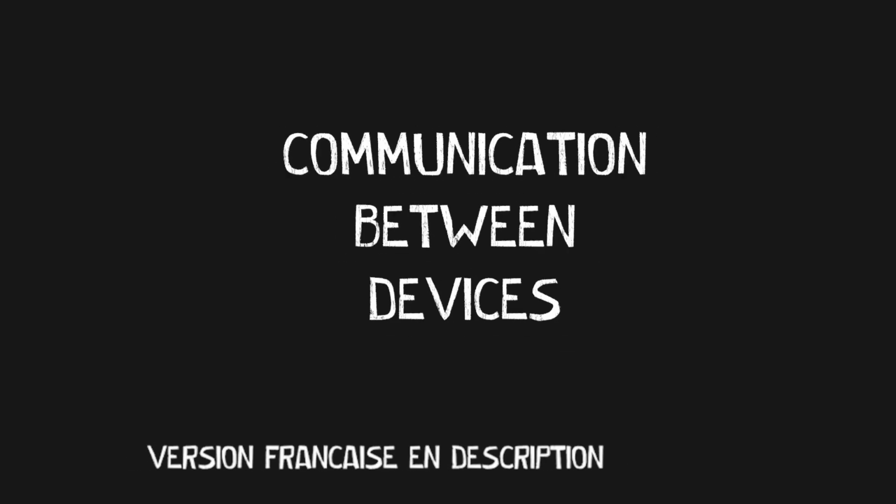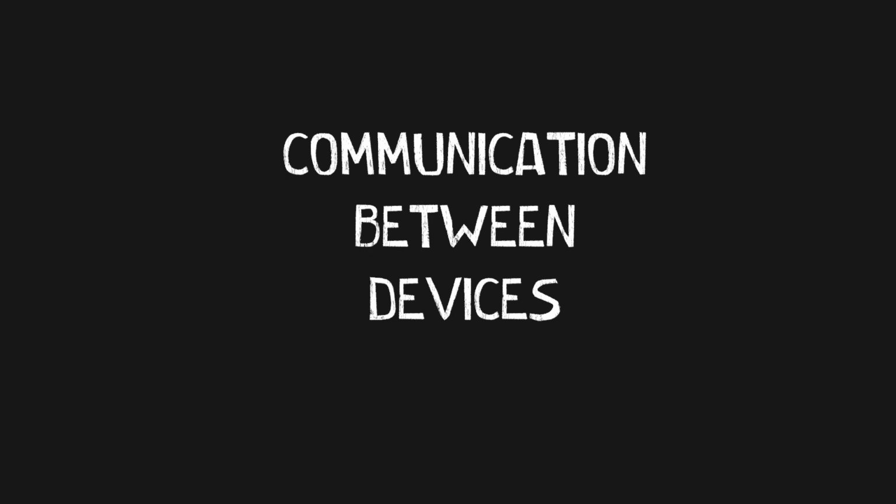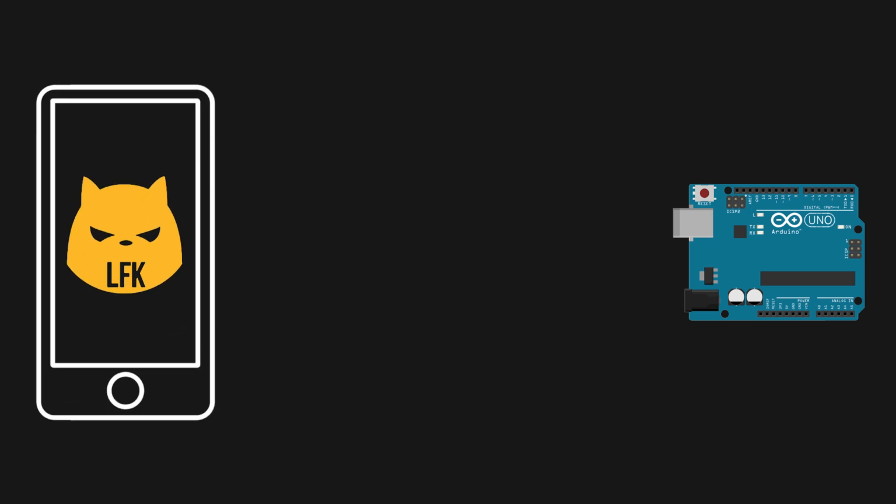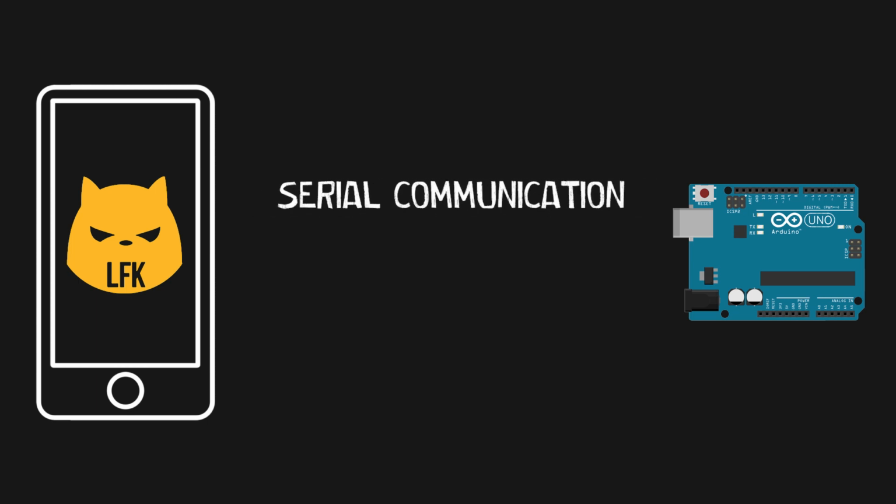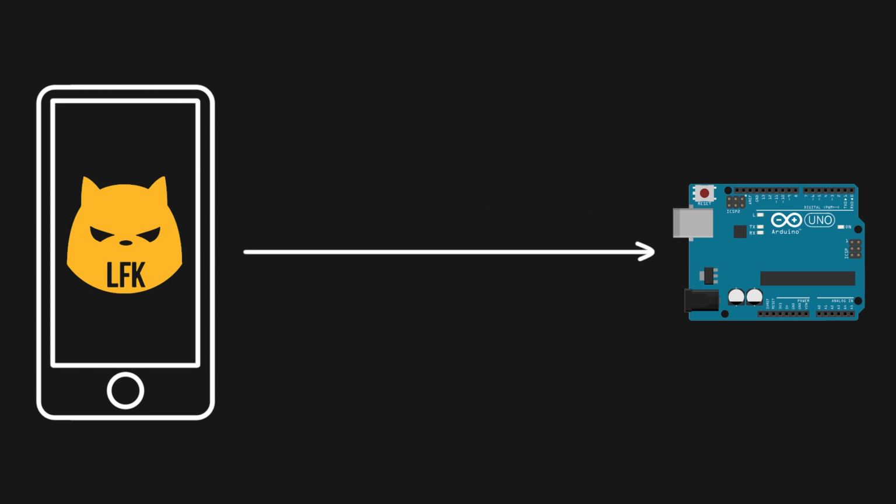Hi and welcome. In this video, I'm going to talk about communication between devices. In this case, between the Arduino driving the turret and the device used to control it, so a computer or an Android device. So for this, we will use serial communication. I will have one line of communication from the control device to the Arduino.